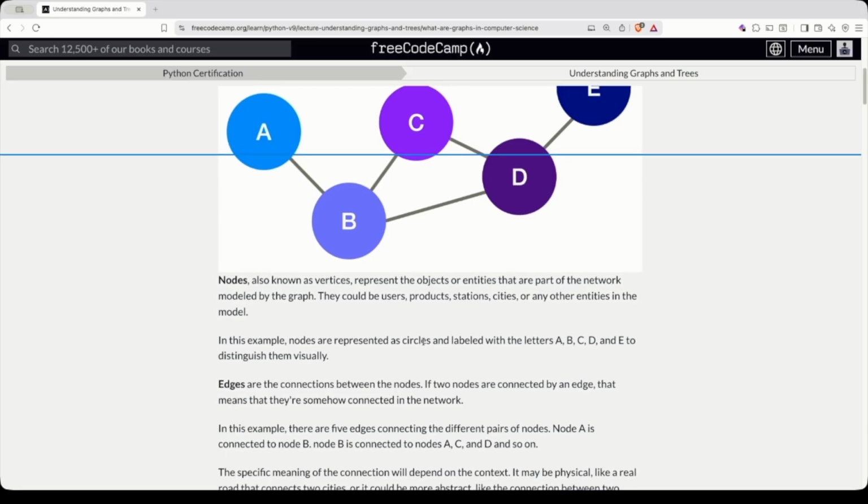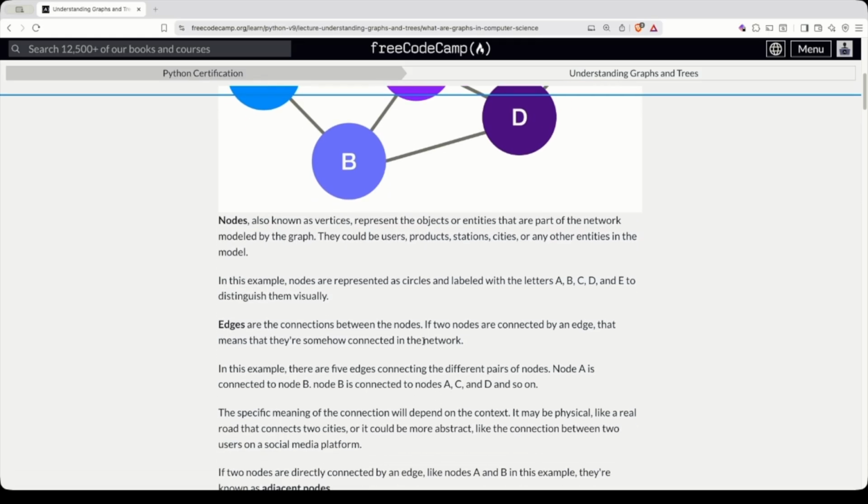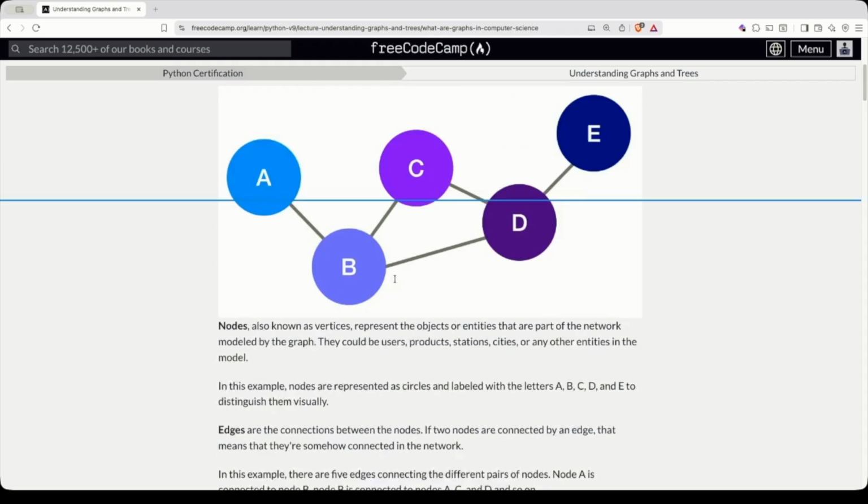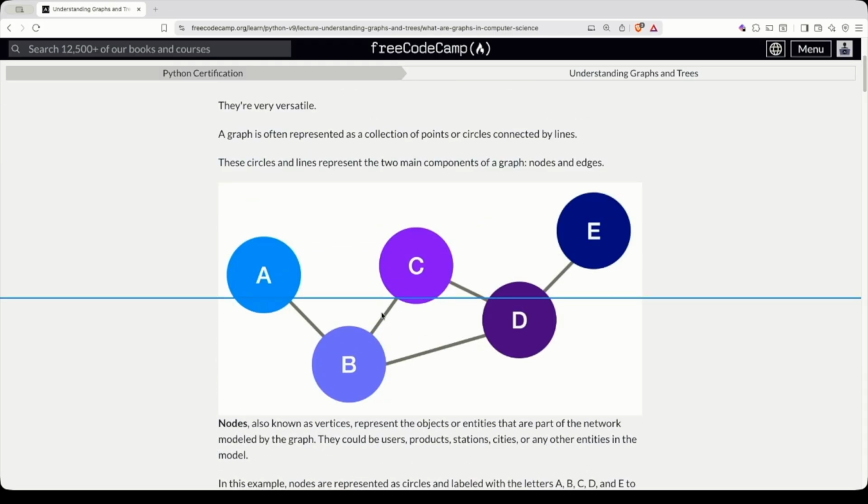Edges are the connections between nodes. If two nodes are connected by an edge, that means they're somehow connected in the network. In this example, there are 5 edges connecting the different pairs of nodes. Node A is connected to node B, and node B is connected to nodes A, C, and D, and so on. 1, 2, 3, 4, 5. Yep.